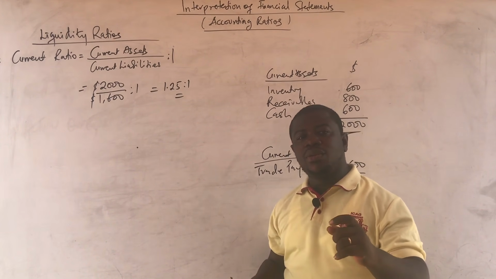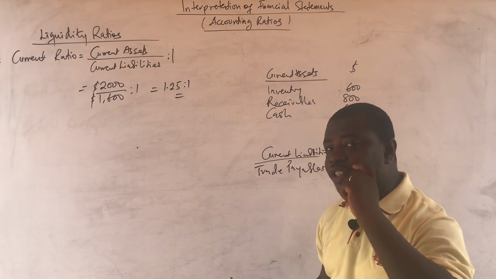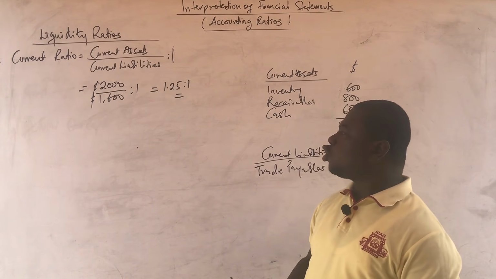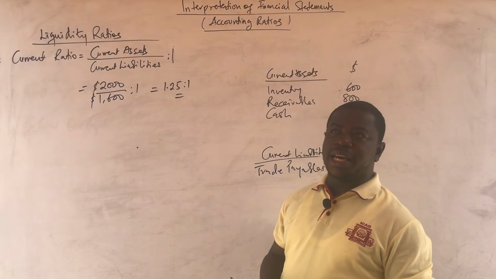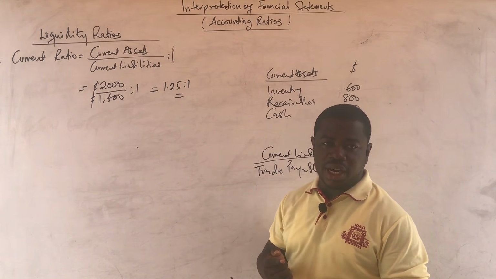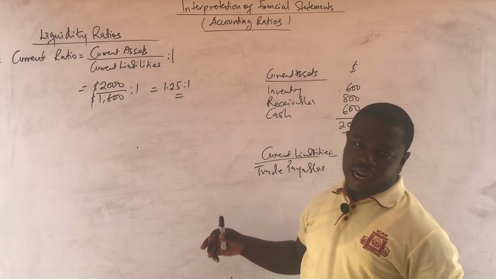And in accounting, we call it overtrading. That means your working capital itself is negative. You have more current liabilities than your current assets. So you are working with a negative working capital, and that is overtrading. And you have to talk about it in your analysis. Okay, so it is expected that all the time it should be more than 1.